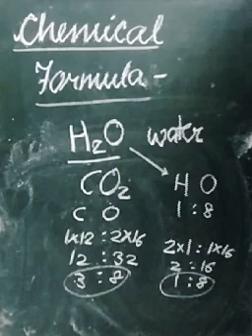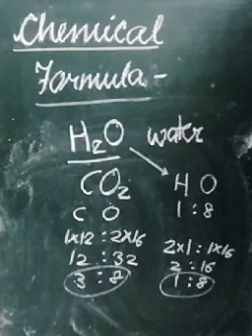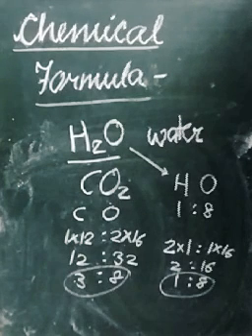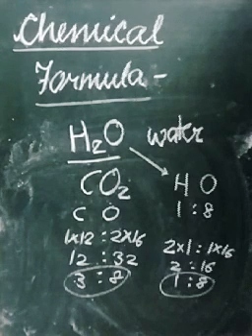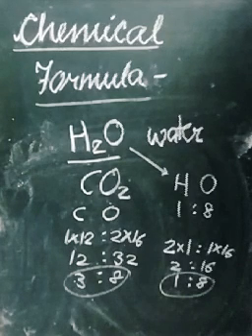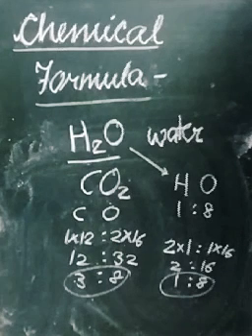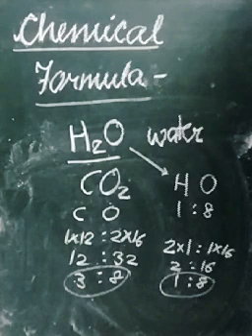Now, what information can we get? It must indicate the elements which are making the compound. Second information, it is also telling us the combining ratio of the atoms of those elements in that particular compound. So this we have seen already with the example.